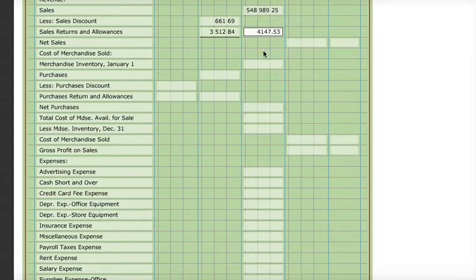Now, add this plus this gives me 4147.53. And now I need to take my sales minus my returns and discount to give me what my net sales would be for this year ended. So it's 544,814.72.